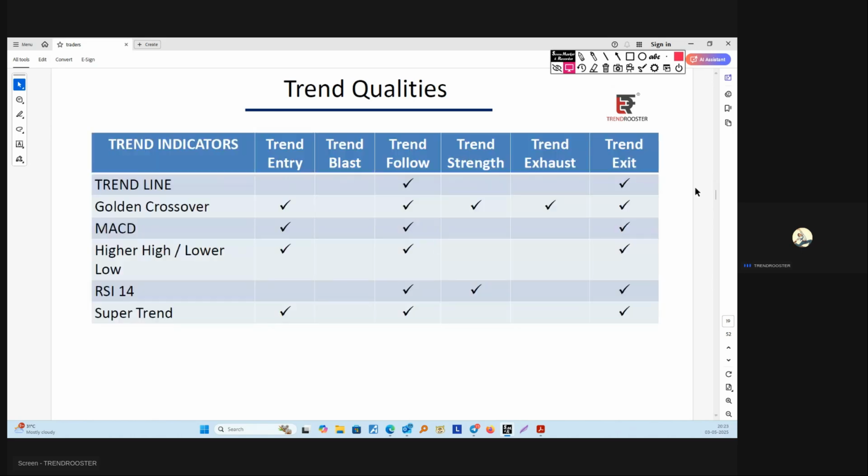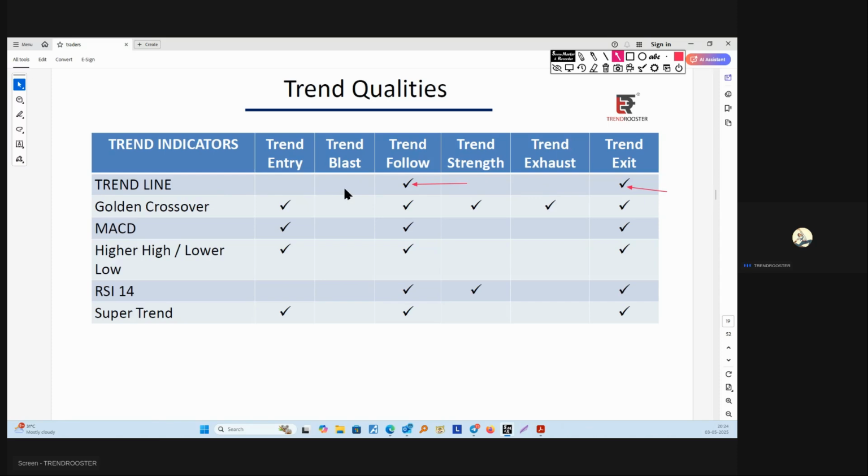Okay, so I put together, people typically, in trend trading, go about it in a bookish manner. They put some trend line and they just try to follow. Okay, that will only give one of these properties: trend follow and then trend exit. But it lacks trend entry, trend blast, trend strength, and trend exhaust. Because if you use a trend line and try to trade, you are losing all these properties. Basically, you're riding a TS50.